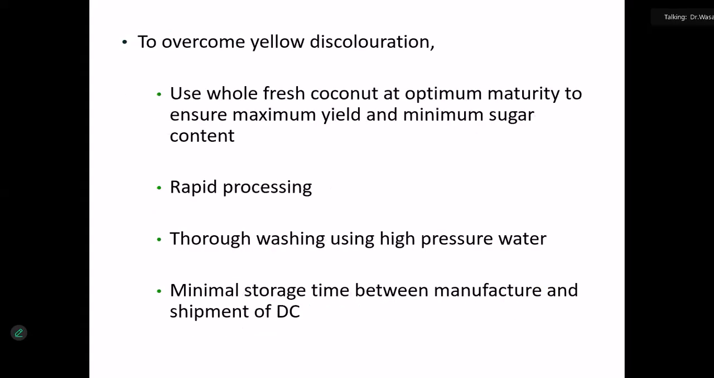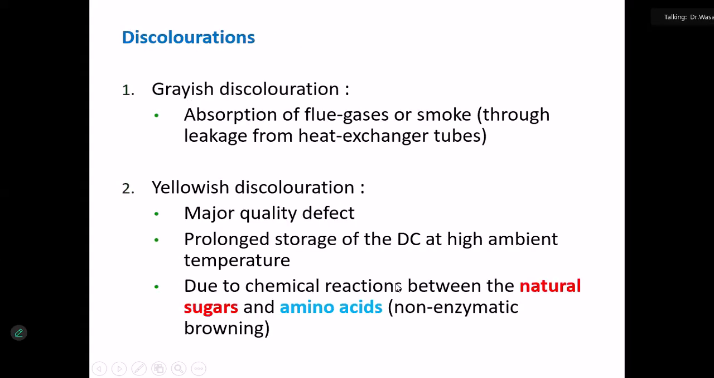Next one. You should know how to overcome this one. Use fresh nut, optimum maturity, maximum yield, and minimum sugar. Reason is natural sugar and amino acid.